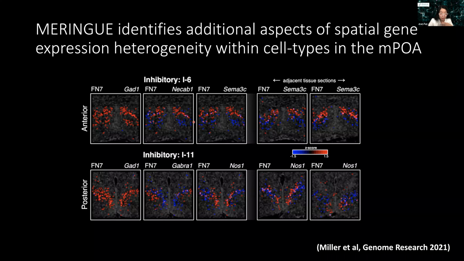And sometimes these patterns are similar for different genes. Sometimes they're complementary. In the case of GAPA1 and OS1, they seem to mark different subpopulations of inhibitory I11 cells, for example. But all of these patterns are quite consistent across tissue sections. If we look at the adjacent tissue sections, they still exhibit a similar type of spatial gradient. And likewise, they're reproducible across animals.